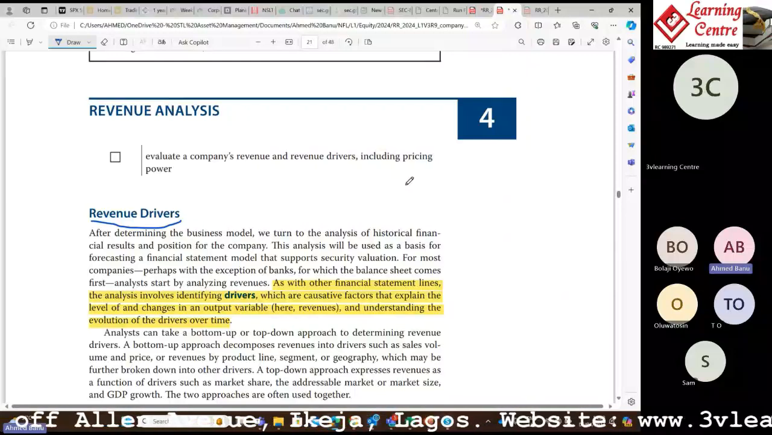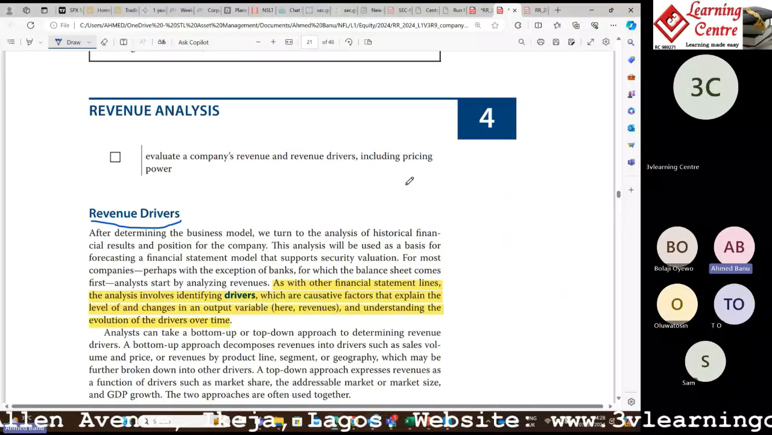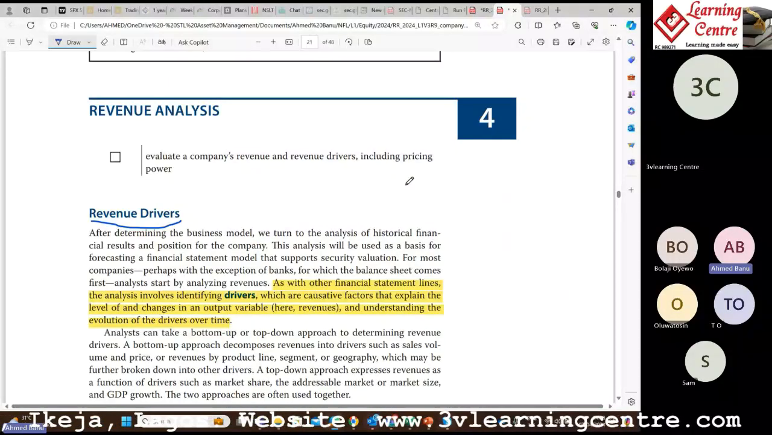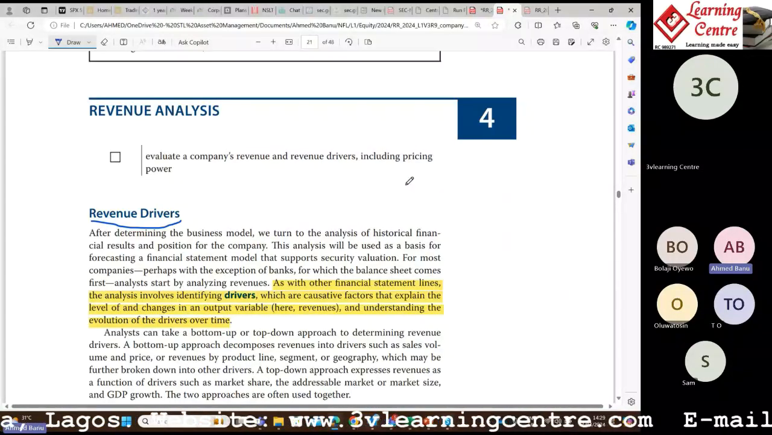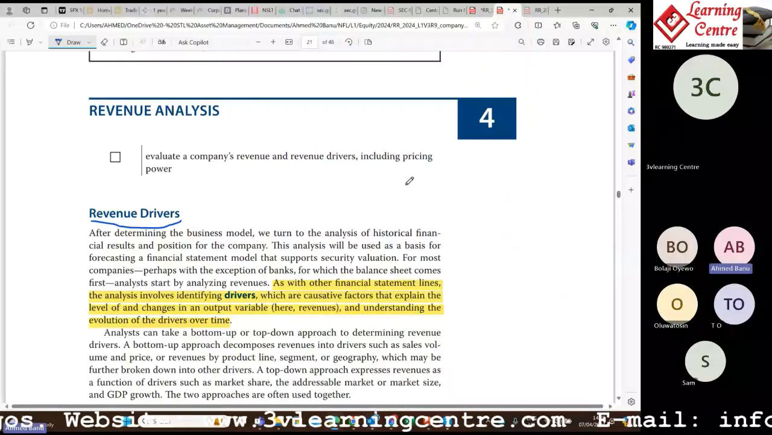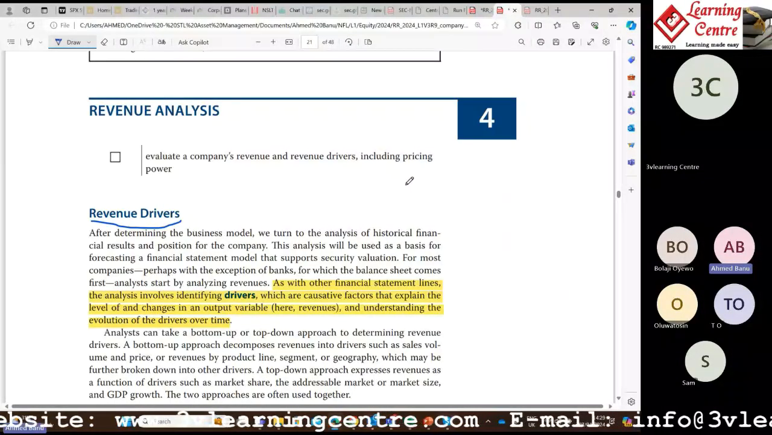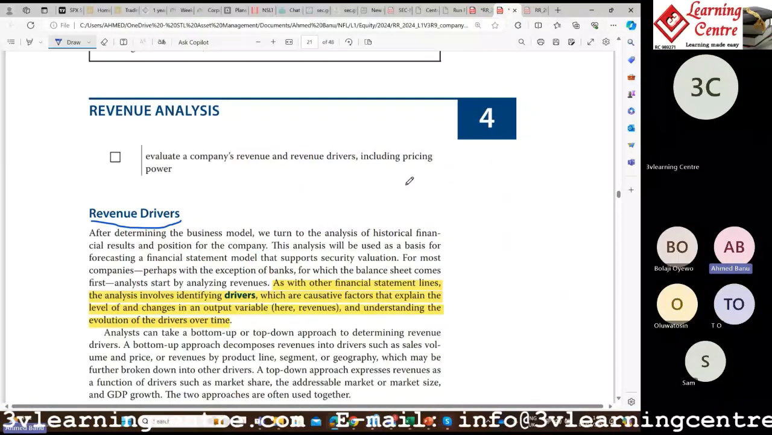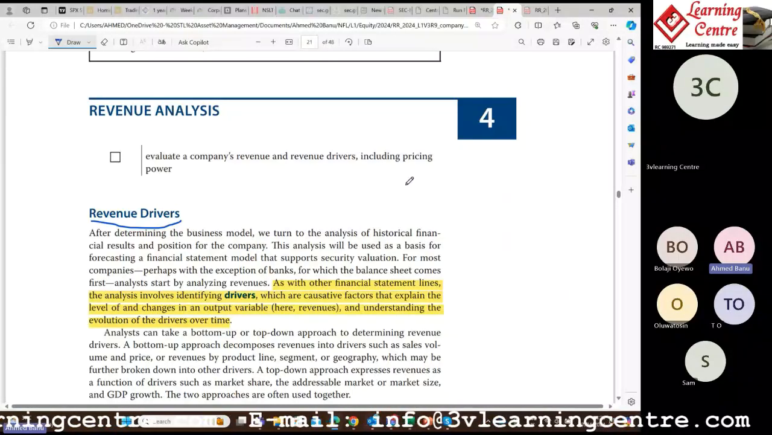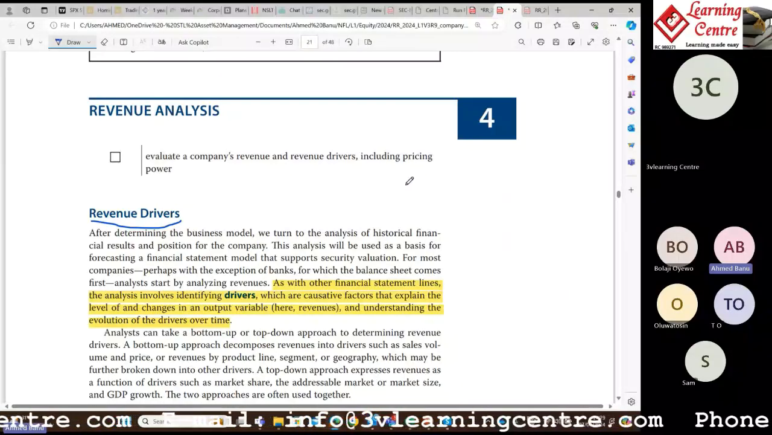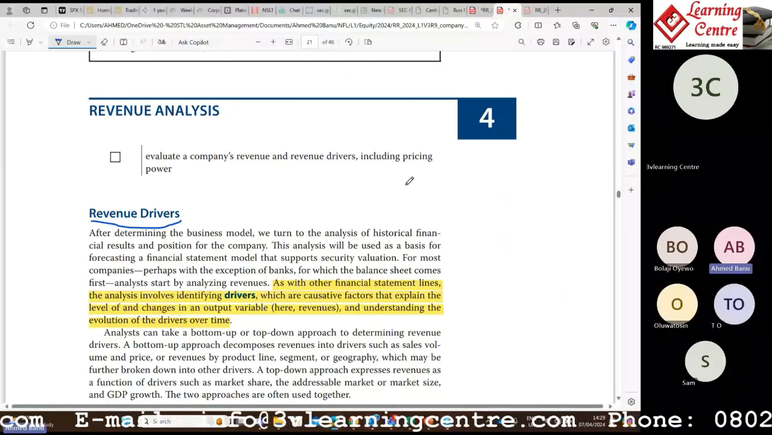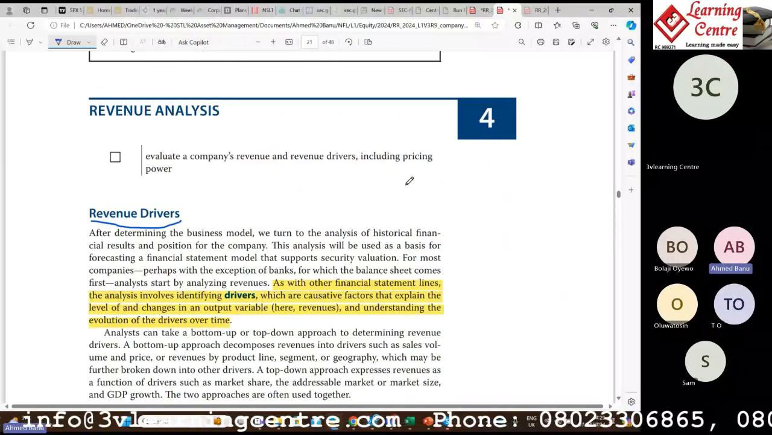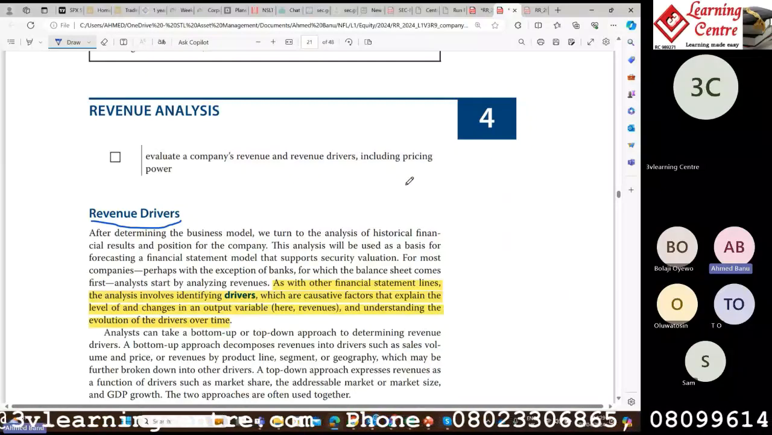So what are the two things that drive our revenue? The number of goods sold and the prices of goods. What factors affect the number of goods sold? What factors affect your price? Those are the two things that determine our revenue drivers. As with other financial statement lines, the analysis involves identifying drivers, which are the causative factors that explain the level of changes in an output variable, and understanding the evolution of the drivers over time.